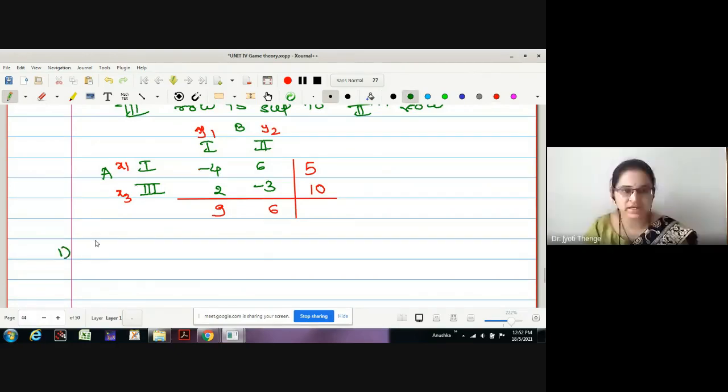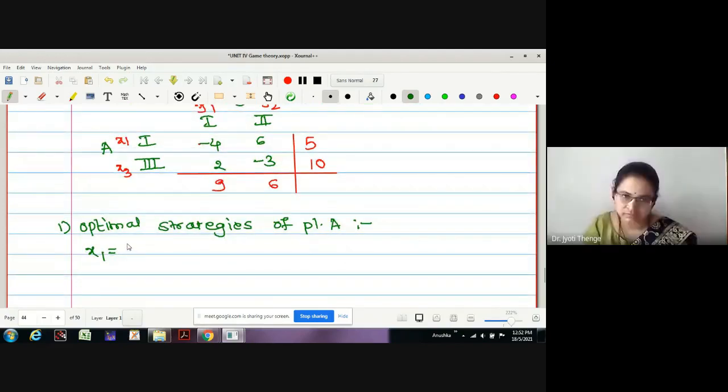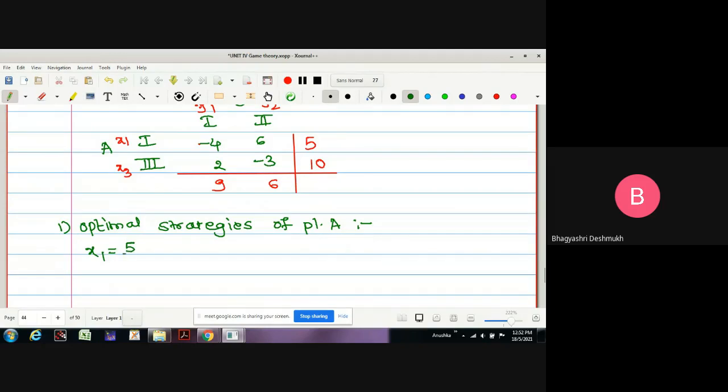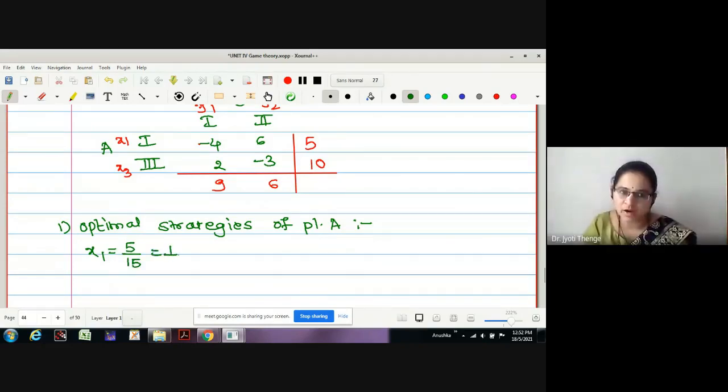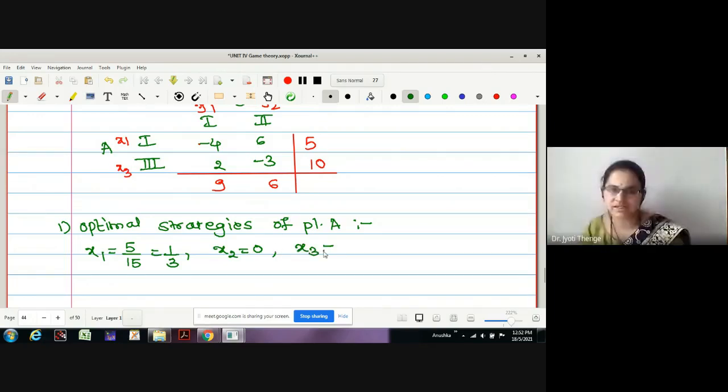Therefore, what is the solution? Optimal strategies of player A I will write. What are the optimal strategies of player A? X1. You have to tell me the values now. 1/3. 5/15, that is 1/3. What for X2? X2 is 0, no? Because there is no X2 here.